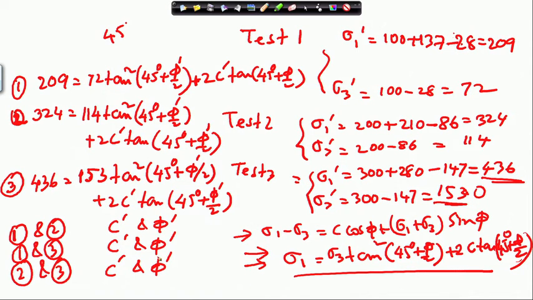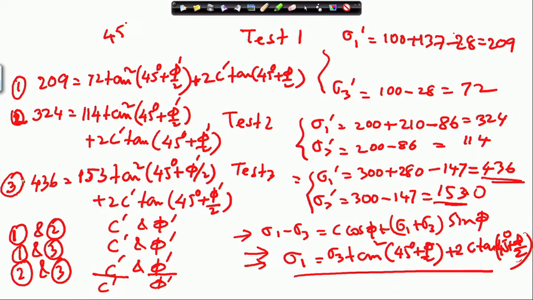If I do like that, I can get 3 different values, and then I can take the average. Suppose it is 10, 11, 12. So the average of these 3 will be c dash, and the average of the phi values will be phi dash. So that means I have got 3 equations, 1, 2, 3.